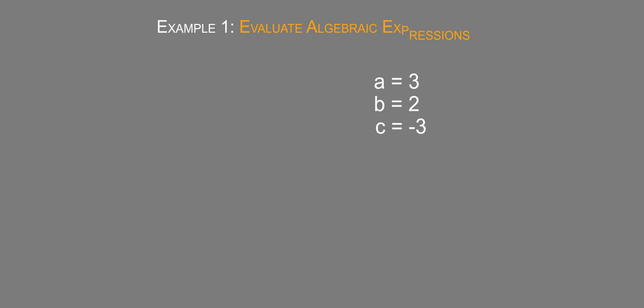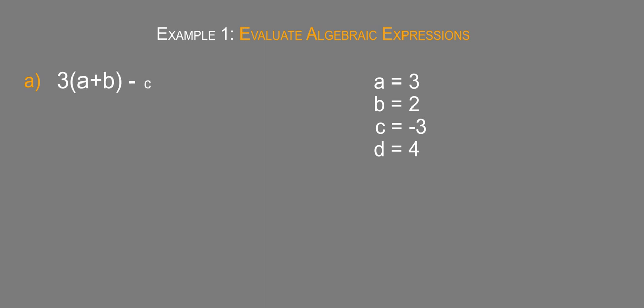Once we substitute, then we're just using the properties that we've learned in the past: distributive property, addition and subtraction of integers, multiplication of integers, and so on and so forth. So it's really just that first step that's different. With part A, we have 3 times a plus b minus c. So we substitute the values that we're given.